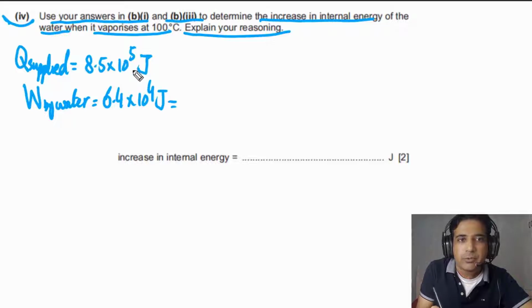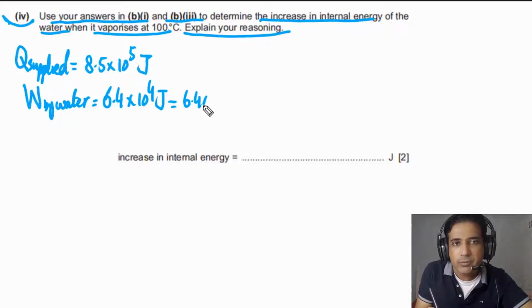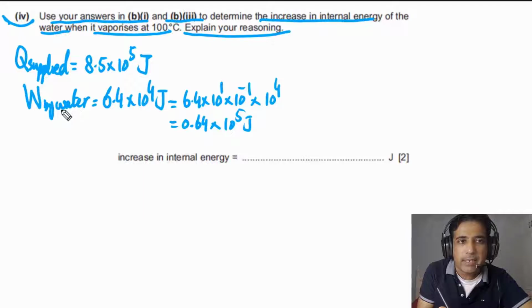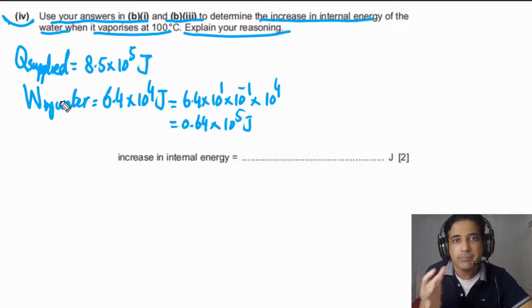We can also convert this into the same power of 10. So we can write this as 6.4 times 10 to 1 multiplied by 10 to minus 1 multiplied by 10 to 4. Now if we divide this by 10, we can write this is equal to 0.64 times 10 to 4 plus 1, 10 to 5. Q supplied and work done, they have the same power of 10. So it will make our calculations simpler. So this is one important step.